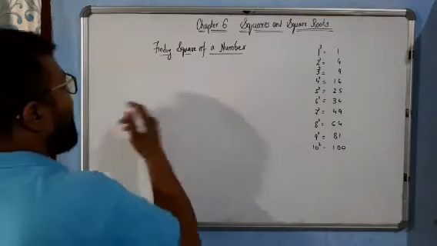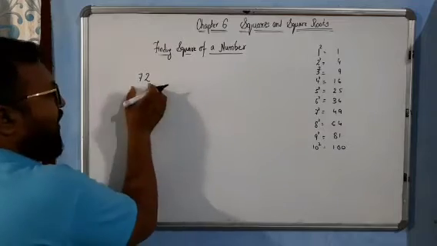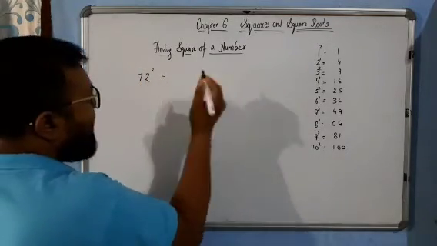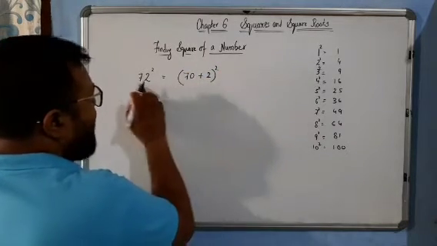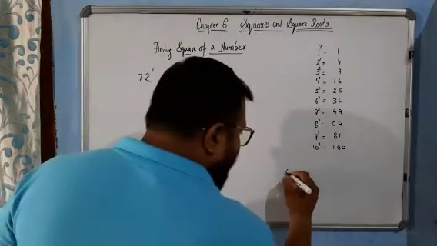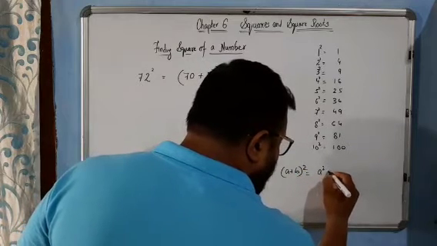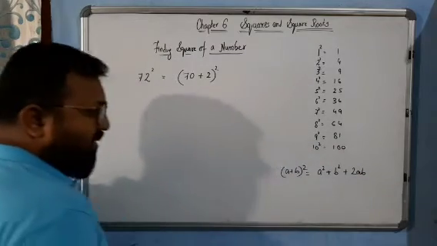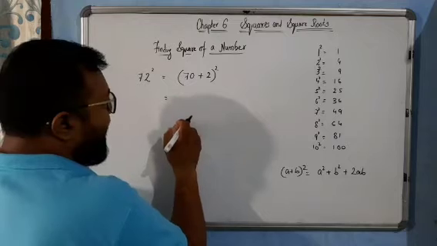Suppose let's take an example, 72. We need to find the square of this. So we can do it like this, to make it a little bit simpler: 70 plus 2 we can write. Then we will use our identity. We know this identity: (a plus b) whole square gives you how much? a square plus b square plus twice ab. Is that clear? So here in this case we will apply that identity.